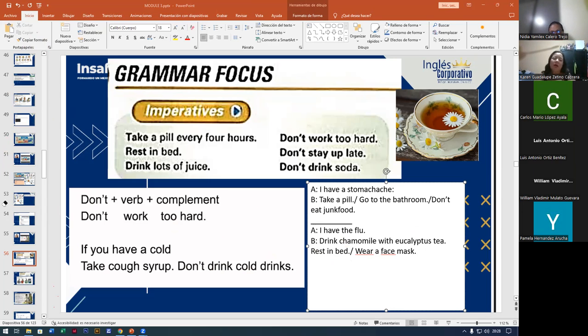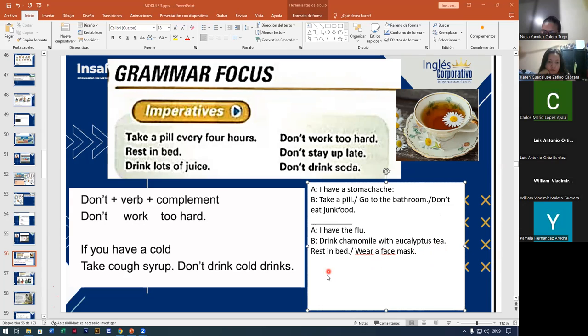Chamomile. You can also, chamomile, like this one. Chamomile tea. Drink chamomile tea. Yeah, that's good. In that case, you drink it, right? Because it's liquid. Teacher, una pregunta. Yes, tell me. ¿Qué significa junk food?